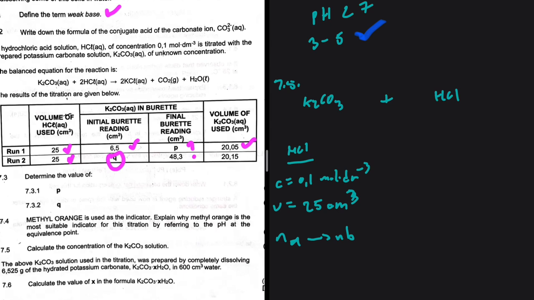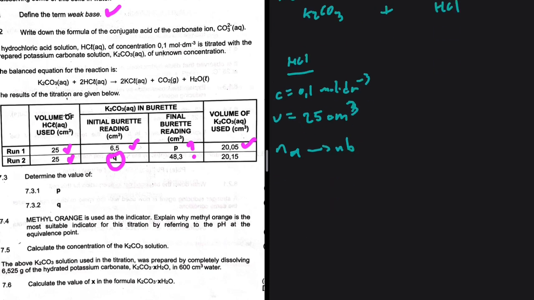Okay, so let's go. We're gonna add the two volumes and use the average. So the number of moles of HCl is CV, so we have 0.1 times 25 over 1000. Let me put that in my calculator. So 0.1 multiplied by 25 over 1000. I'm getting 0.0025 moles. This is the number of moles of acid.